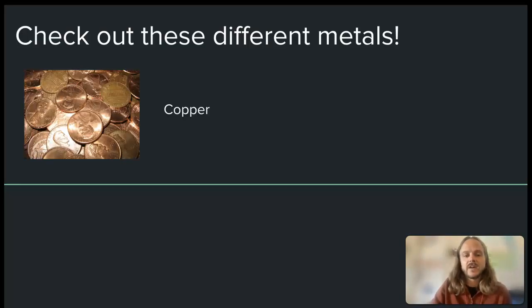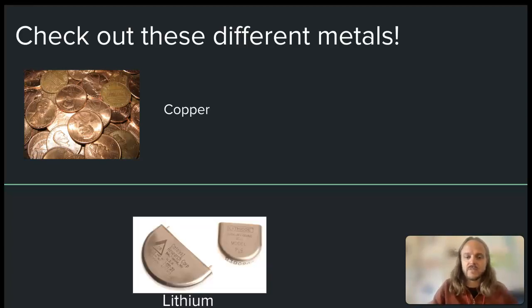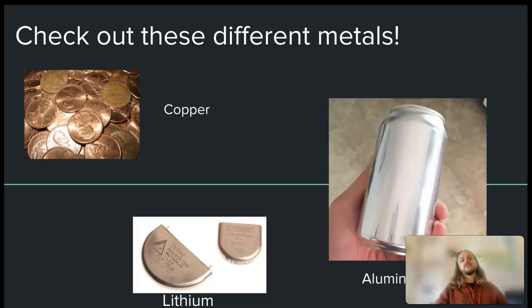We got copper. Copper is great for pennies, right? We've got lithium, another metal. This is the battery that's in your cell phone, and it's in the battery of your iPad if you're watching on your iPad. Lithium is really great for batteries. You've got aluminum, another metal, and it's really lightweight and durable and flexible, and it's great for cans. Every can of pop is made out of aluminum. All right, there's some more.